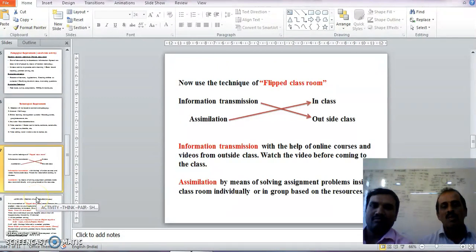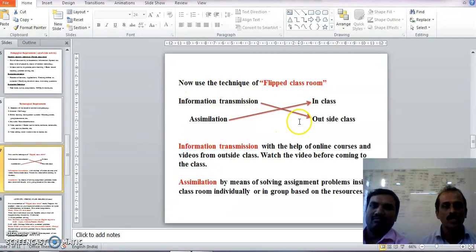Now in a traditional class, information transmission happens in the class, whereas in a flipped class, it happens outside the class. As per the flipped classroom principle, this should happen in the opposite way. That means information transmission should happen outside the classroom, referring to the previous day's topic which the faculty discusses by referring to some websites, videos, PPTs and all these things. And assimilation happens inside the classroom.